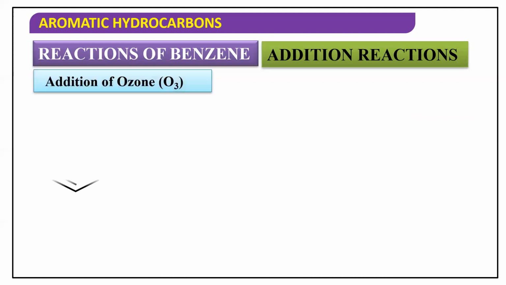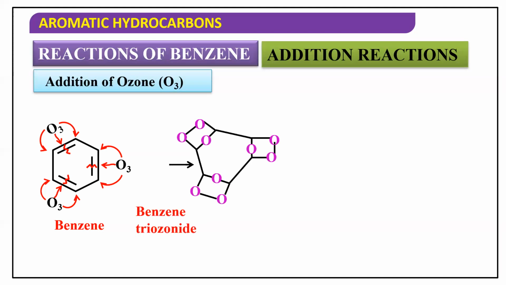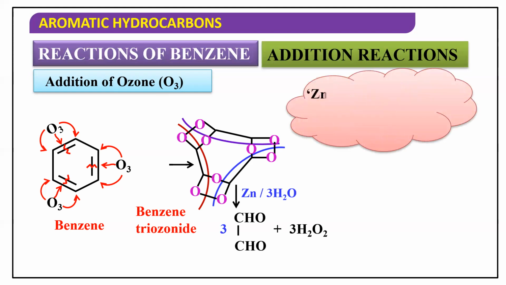Let's understand it in the form of a chemical reaction. So benzene reacts with 3 moles of ozone. The ozone gets added across the double bond to form the ozonide, like this, benzene triozonide. Now you would be familiar with writing the structure of an ozonide because you have come across that in alkenes. This ozonide, in the presence of zinc and water, undergoes cleavage to give us CHO, CHO, and hydrogen peroxide. This is called glyoxal.